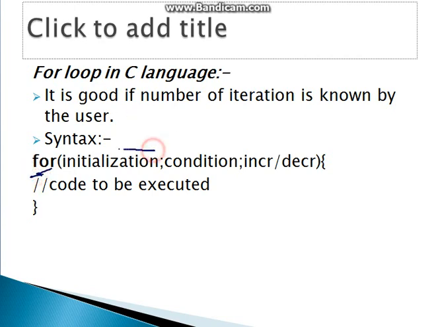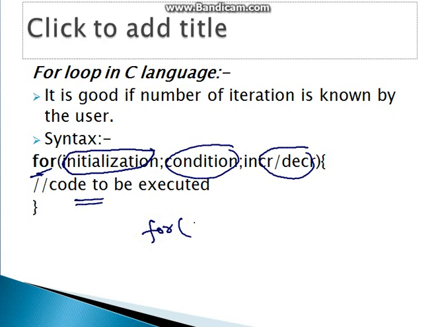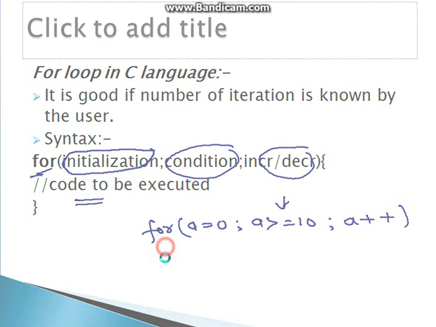For loop, here the first part is initialization, second is condition, third is the increment or decrement, and here the code is to be executed. So in for initialization we have set a is equal to 0. This is initialization. We have set the value of a is equal to 0. Now condition a is greater than equal to 10. This is the condition. What to do? Until this condition is met, do a plus plus, right? And here you can write the code which is to be executed.